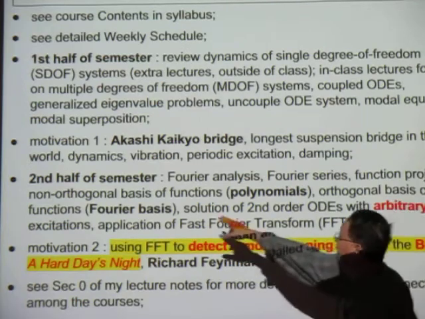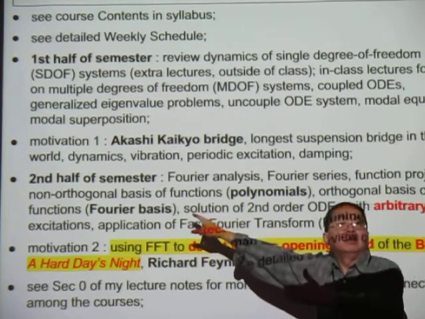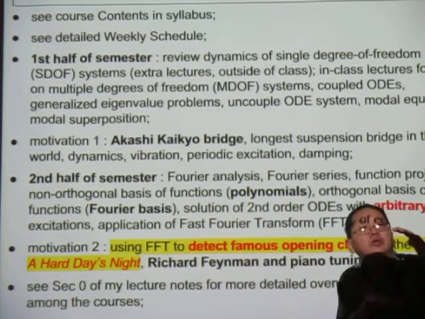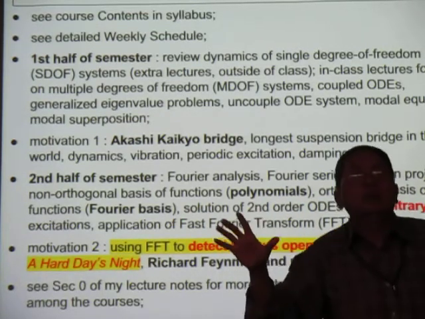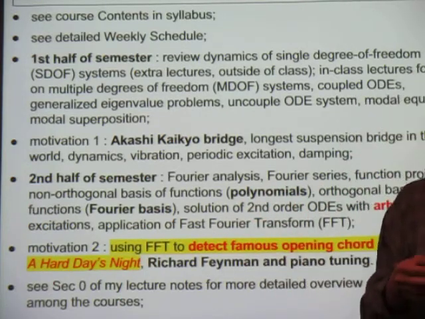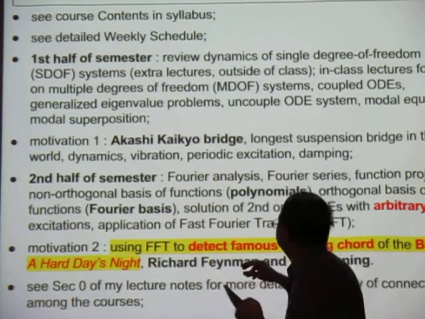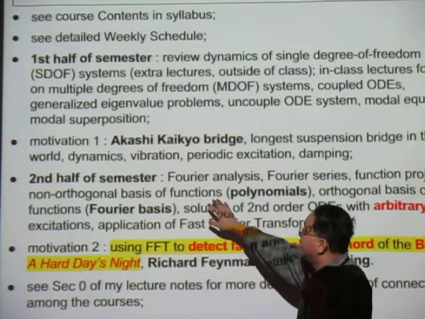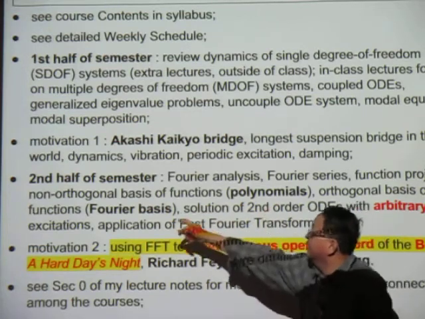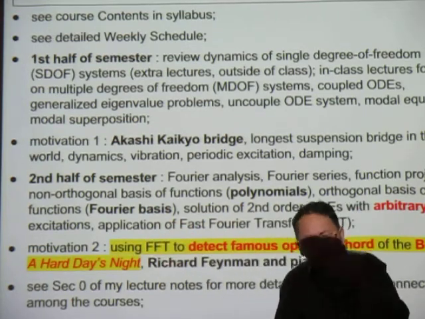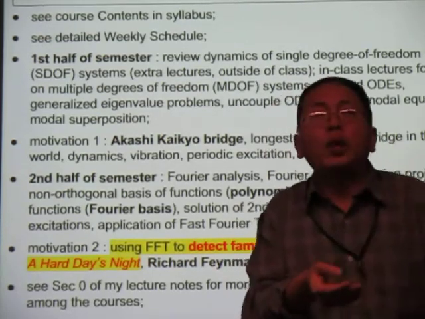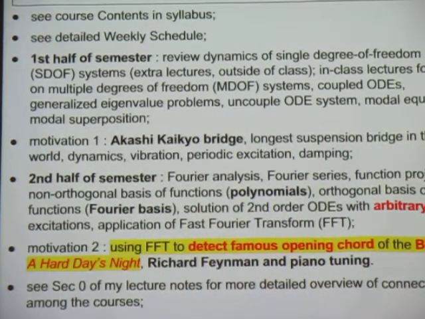Okay, so what I just said was a motivation for function projection, because you can project any arbitrary function on a basis of functions. And there are two important function bases that we talk about, the polynomial basis and the Fourier basis. Polynomials is like 1, t, t squared, and so on and so forth.